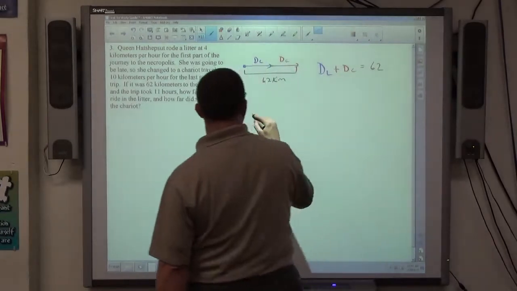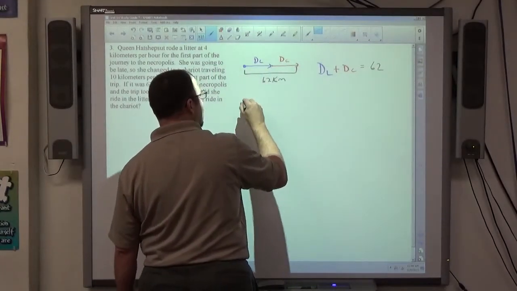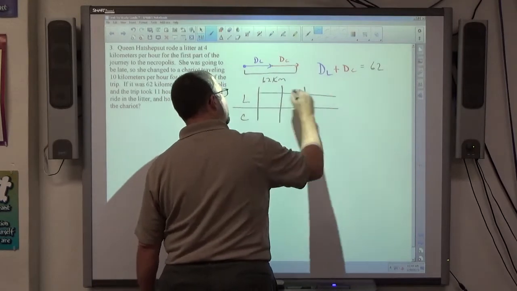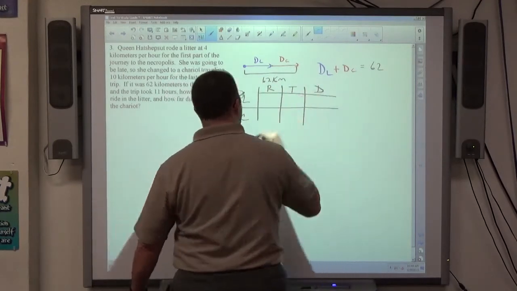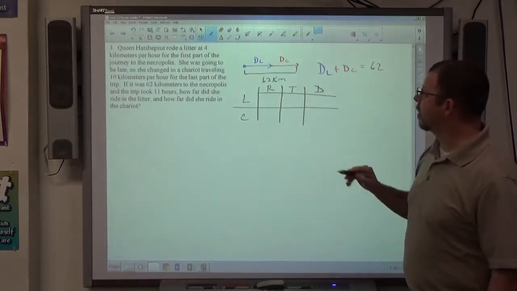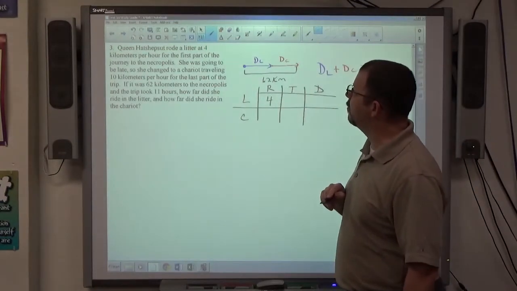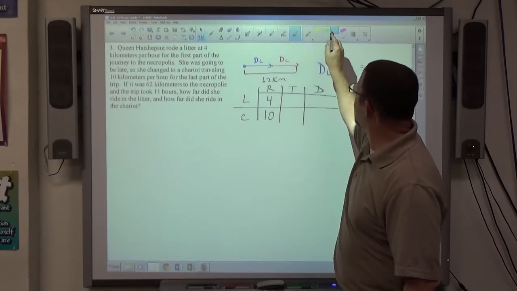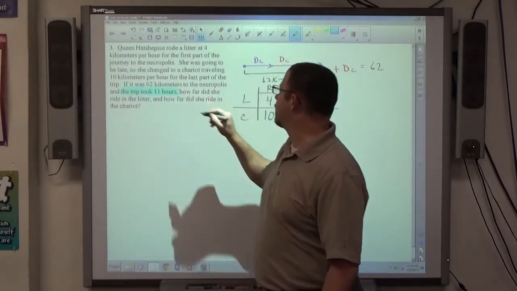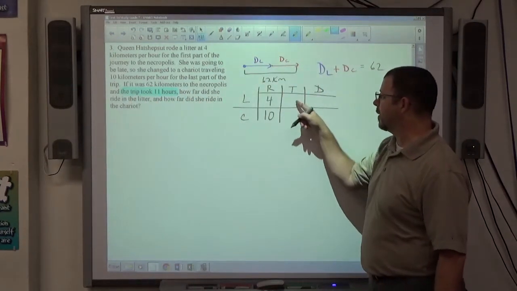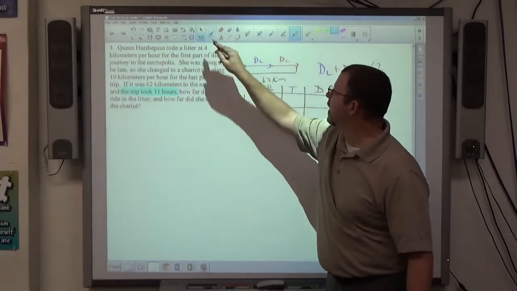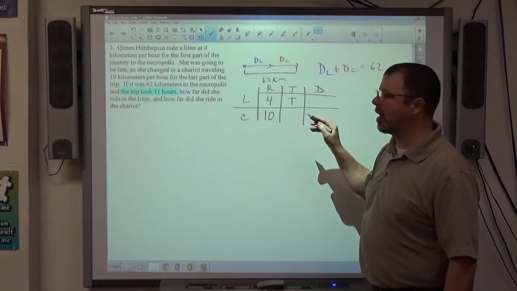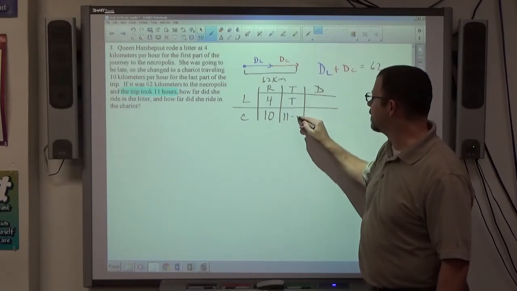Then, if we do a rate times distance chart, we got litter, we got chariot. In the litter, she's going at 4 kilometers per hour. In the chariot, she's going 10 kilometers per hour. It says the trip took 11 hours. That means that not this is 11 or this is 11, but together they make 11. And again, the way we do a total time situation, make one of the times t, it doesn't matter which one. The other time is 11 minus t.